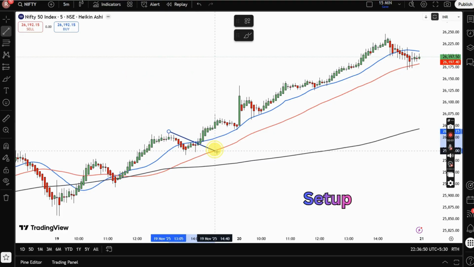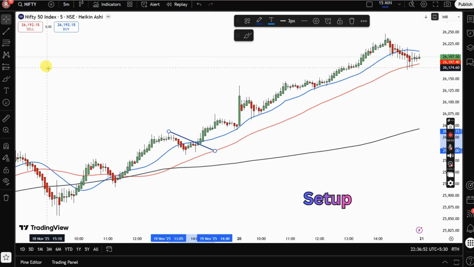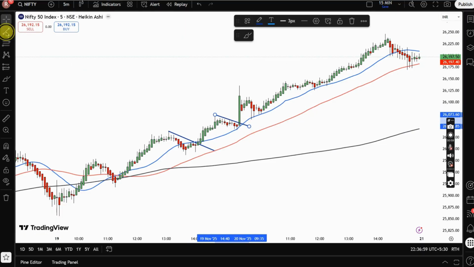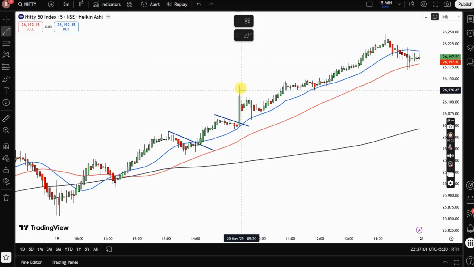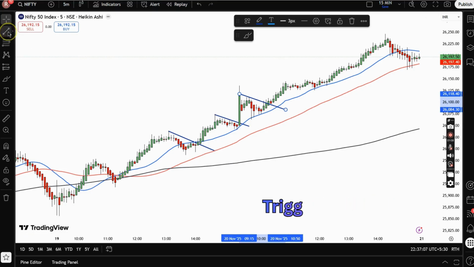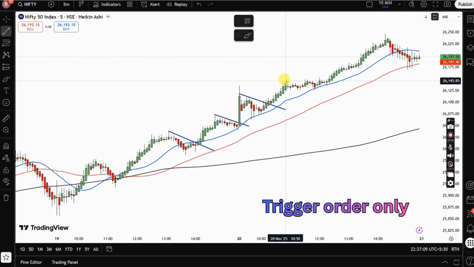Now the setup. Every time price pulls back toward the 20 simple moving average, draw a small trend line across the highs of that pullback. This becomes your temporary resistance. We don't buy during the pullback, we buy only when price breaks out above that trend line, with a trigger entry just 1 to 2 ticks above the breakout candle.